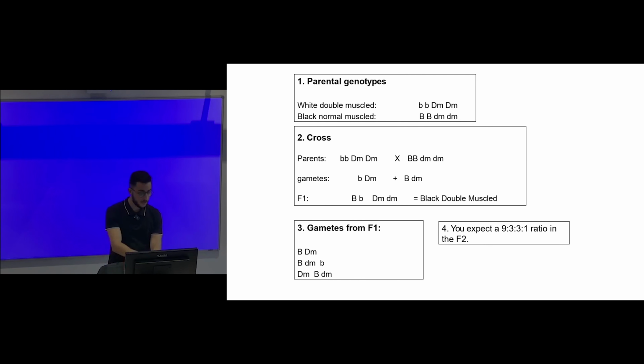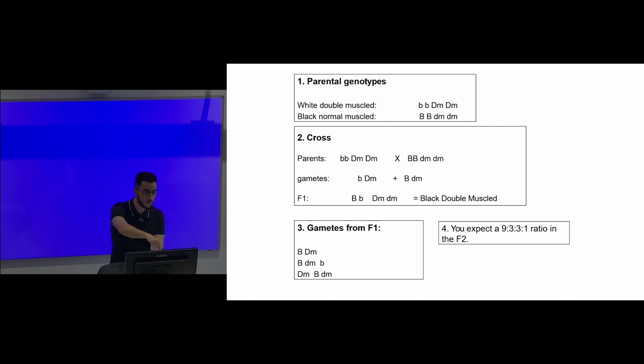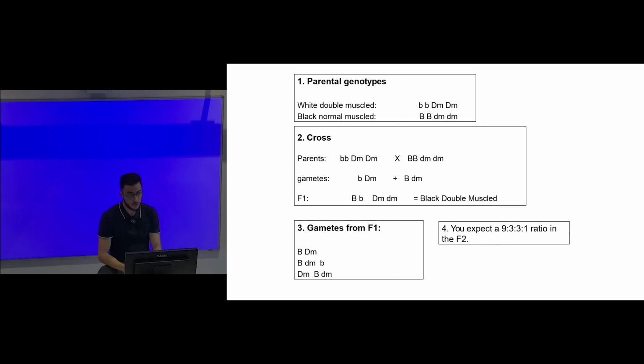The first line here, a white double muscle, and so on. You will start by figuring out the parental genotype, okay? So white double muscle is basically 2 small b's and 2 big DMs, okay? And they're saying that they're homozygous for both genes. So if the DM is dominant, that means it's big D, small m, and then homozygous, so you have the same thing for both sides.